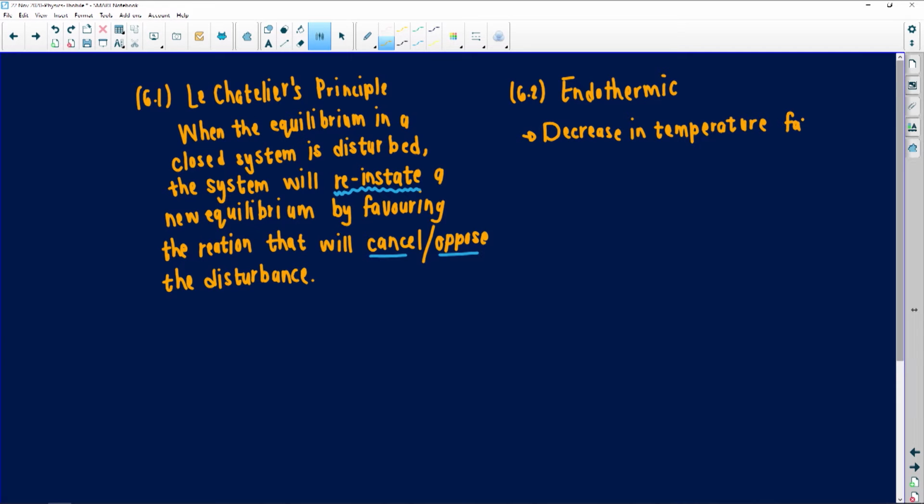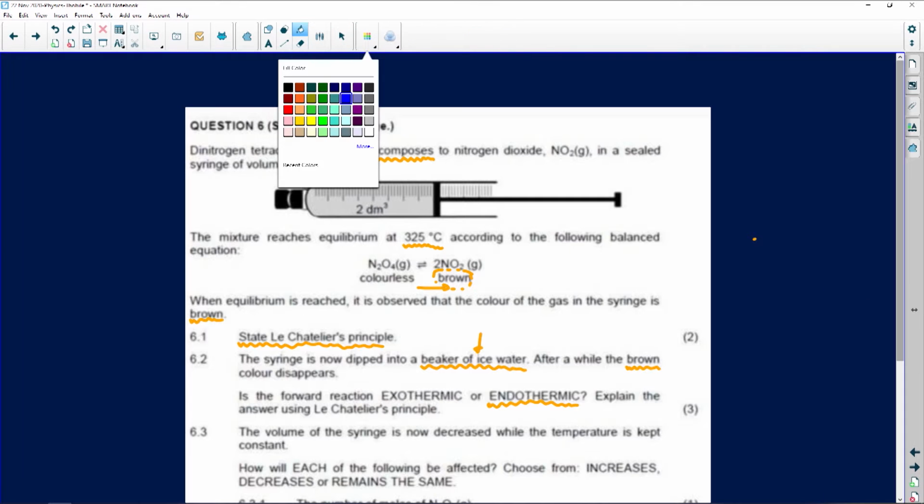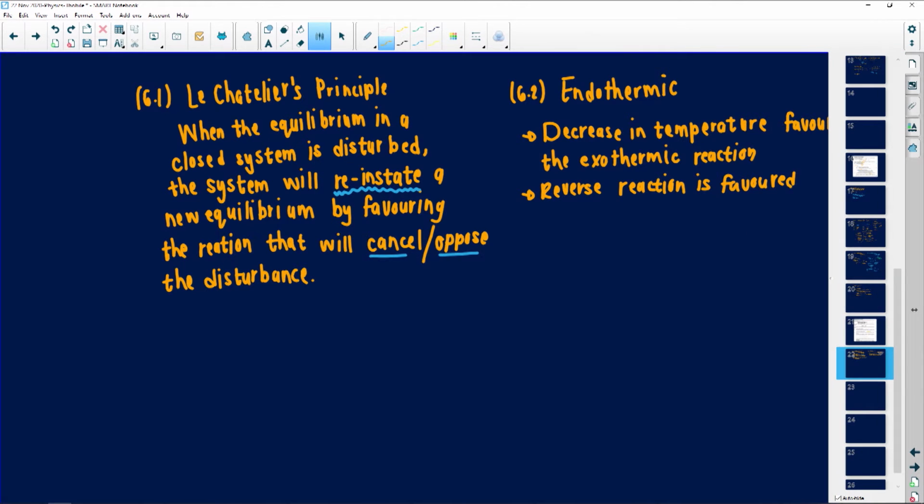Decrease in temperature favors the exothermic reaction. It favors the exothermic reaction. Another point, we can say that the reverse reaction is favored. Why do I say that? Just want to go back to the question. If the forward reaction was the brown gas, then it favors the colorless, right? That's why the reverse reaction is then favored.